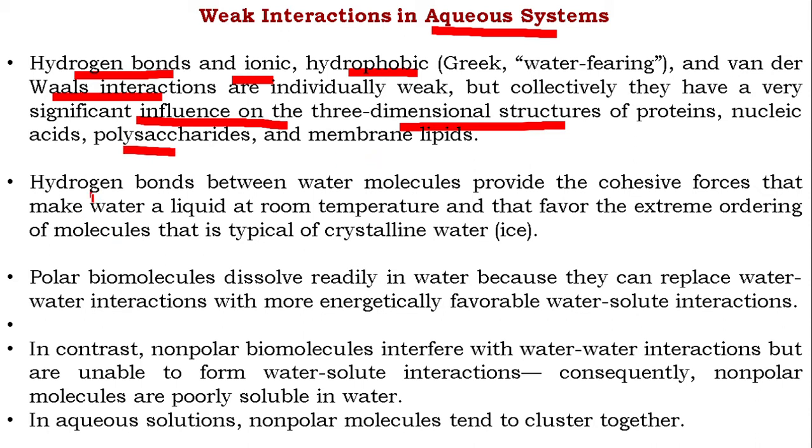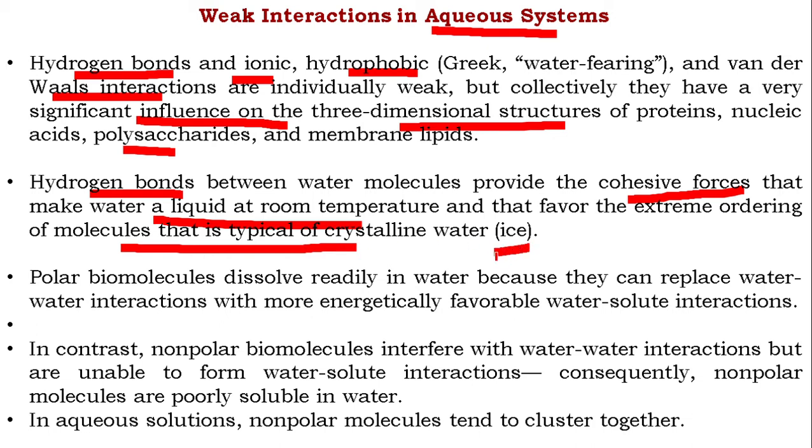And the first case is that of hydrogen bonds. Hydrogen bonds between water molecules provide cohesive forces, forces of attraction that make water a liquid at room temperature, that favor extreme ordering of molecules that is typical of crystalline water, that is ice. In ice also there is a crystalline structure and that structure is stabilized by weak interactions. When this ice absorbs energy, it is transformed into liquid water and of course some of these bonds are broken.